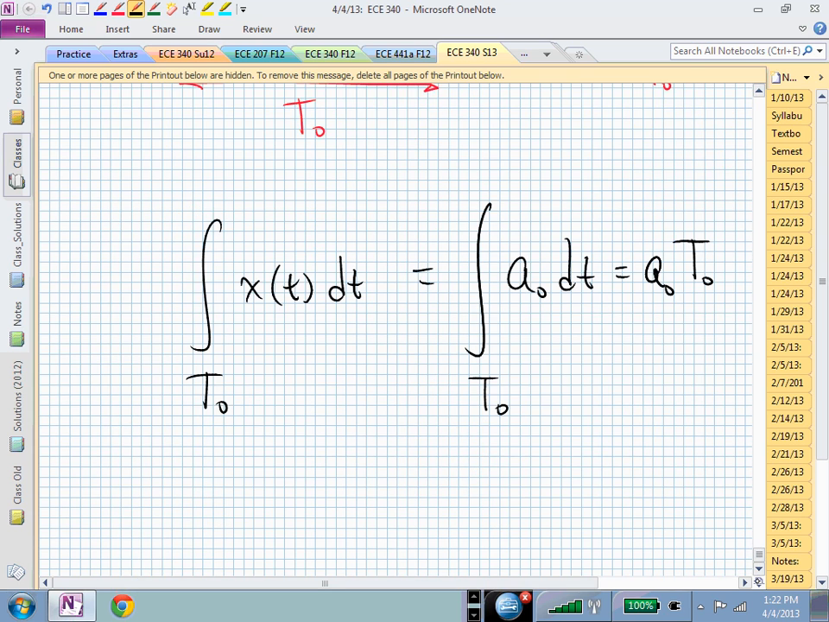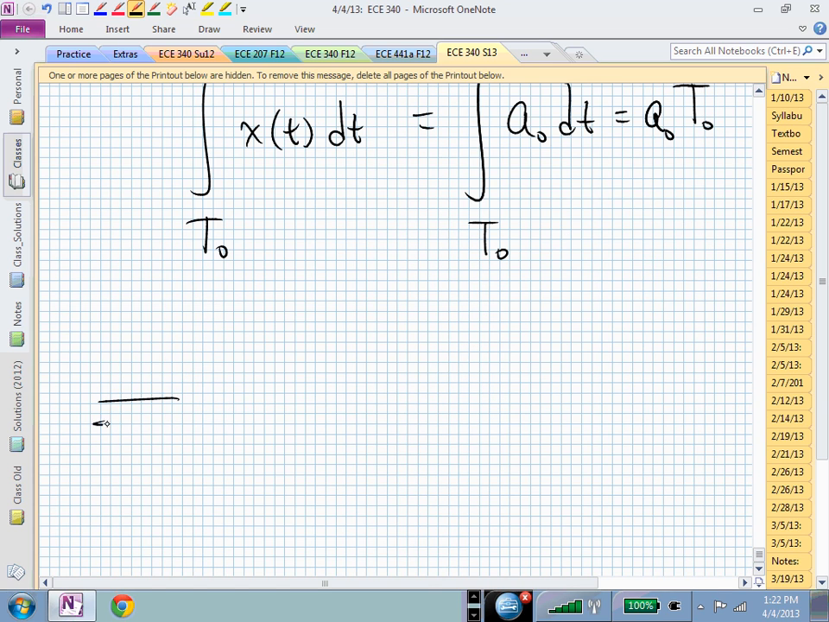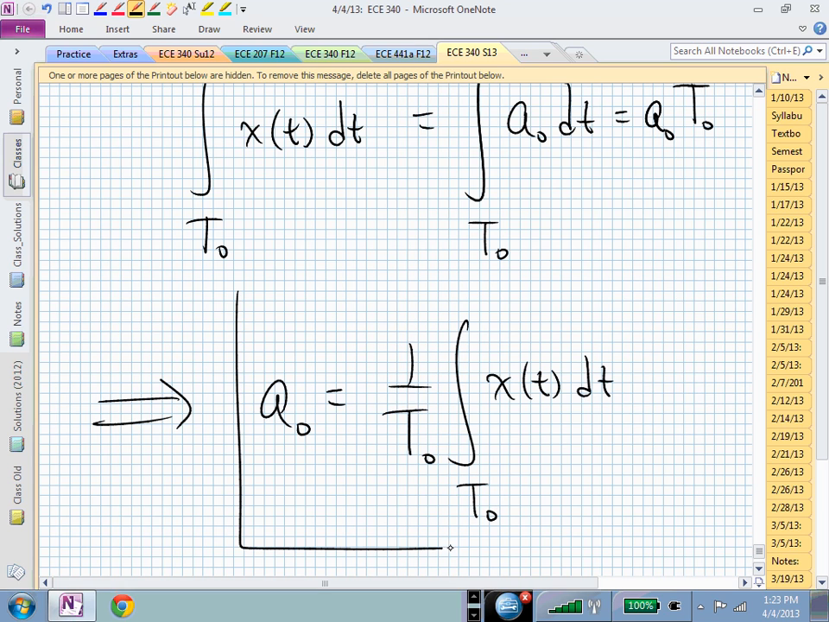And now we can solve for a naught. This gives us a formula for a naught: 1 over t naught, the integral of x of t dt over 1 period. And that's why you took your calculus, so you could take this class. All right, one of the reasons. You can now find the average value of a waveform x of t by integrating it over 1 period and dividing by that period. That's a naught.